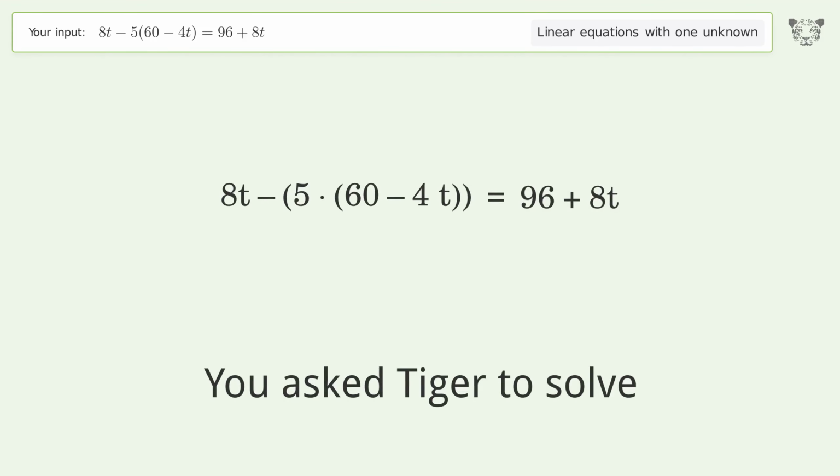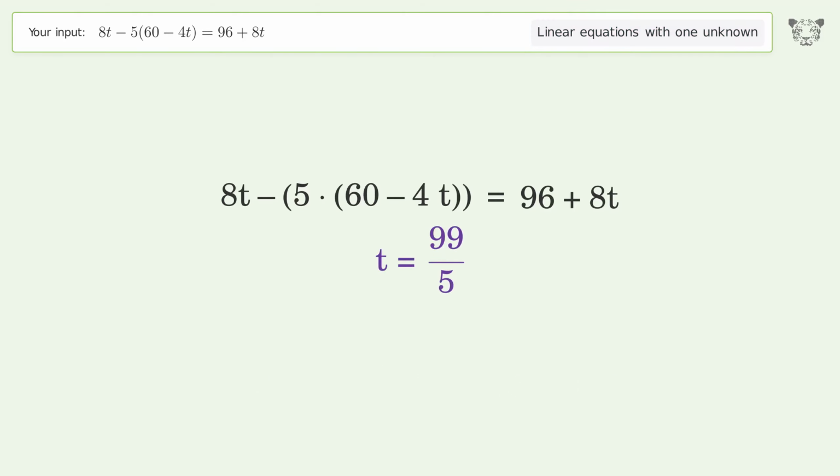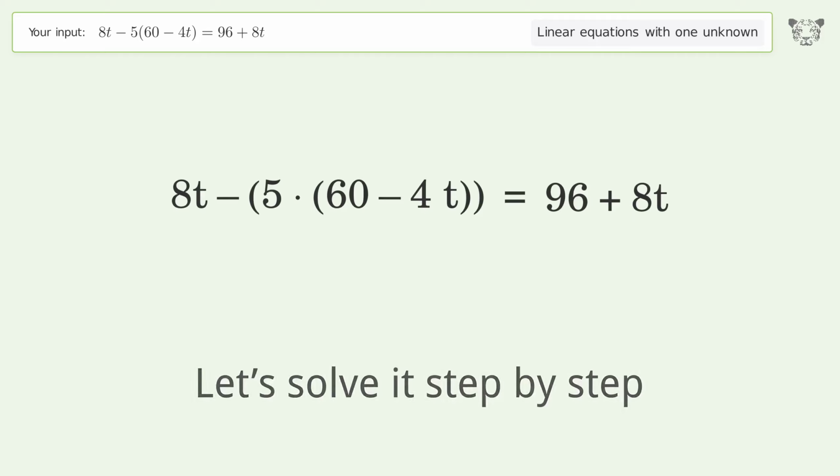You ask Tiger to solve. This deals with linear equations with one unknown. The final result is t equals 99/5. Let's solve it step by step.